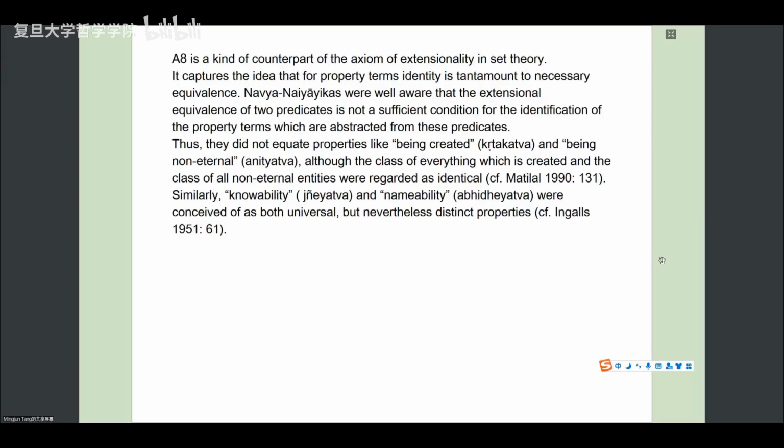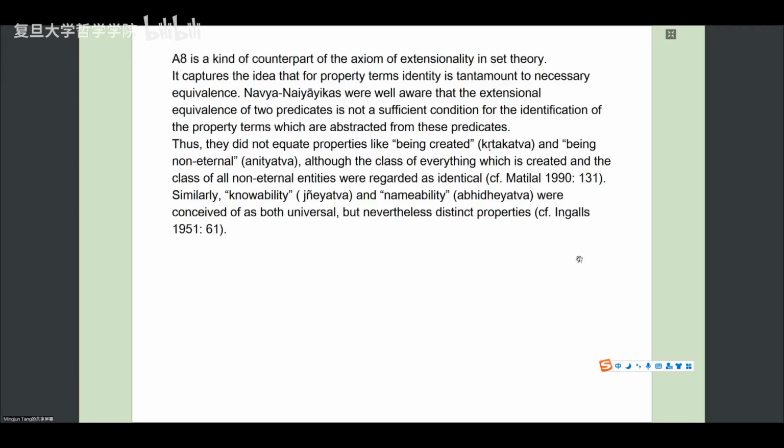Thus, the Navya-Nayakas did not equate properties like being created and being non-eternal, anityatva, although the class of everything which is created and the class of all non-eternal entities were regarded as identical. Similarly, knowability, jneyatva, and nameability, abhidheyatva, were conceived of as both universal, occurring everywhere, but nevertheless distinct properties. They are still distinct. So that's why we should be careful. We should not regard these properties as kind of classes, because even if they have the same instances, if they occur in the same loci, they might still be different.